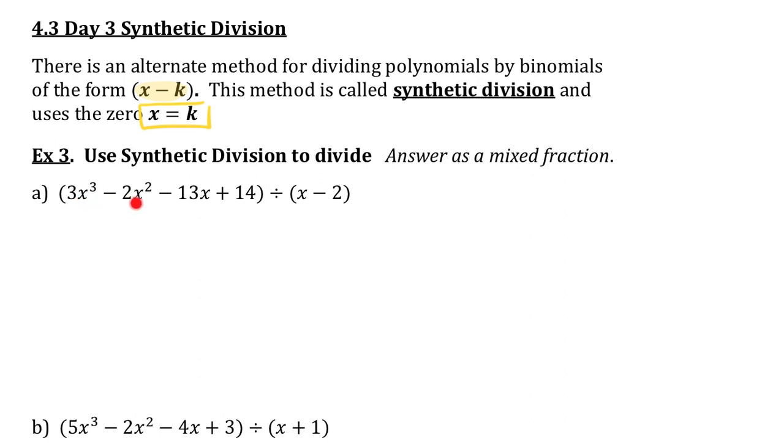It's 3x cubed minus 2x squared minus 13x plus 14. Because this is of the form x minus 2, I can do synthetic. In order to do it, I need to figure out what x equals. If I were to make this equal to 0, I would add 2, so I would get x equals 2. Now when I set up the synthetic, I want to use the 2 that x equals 2.